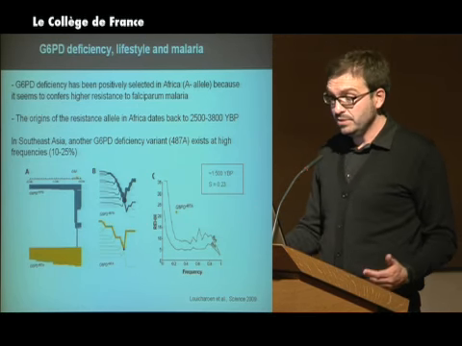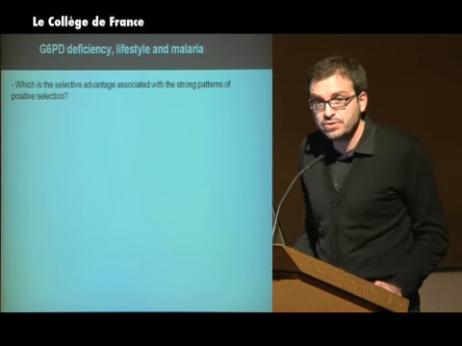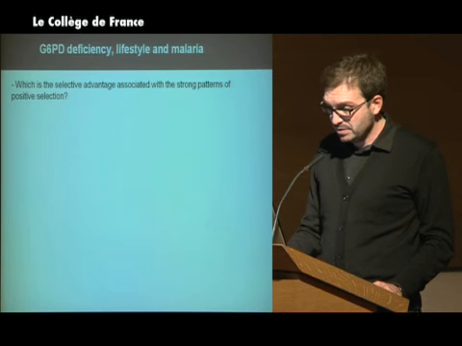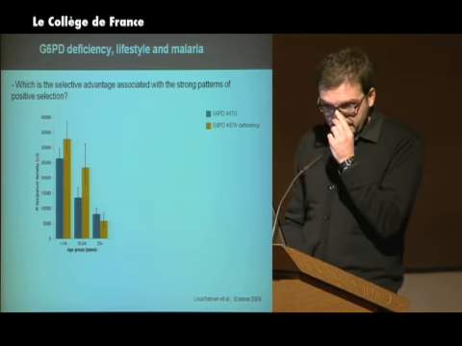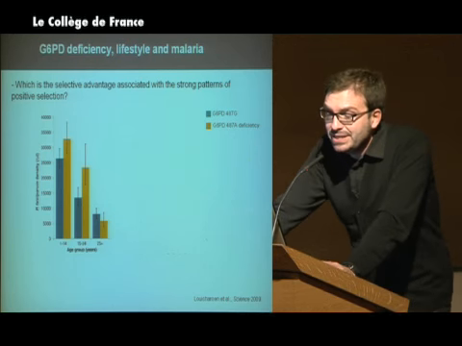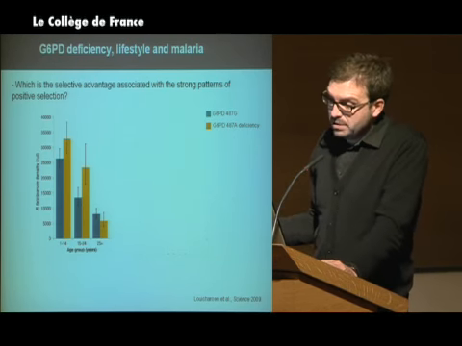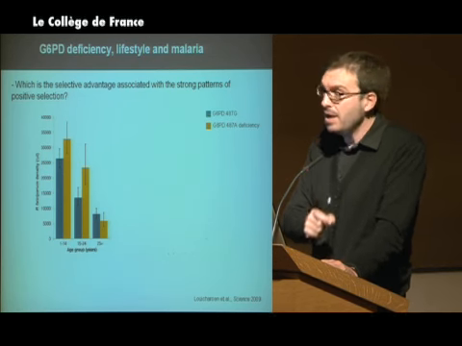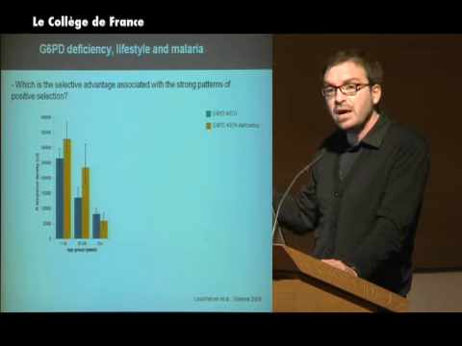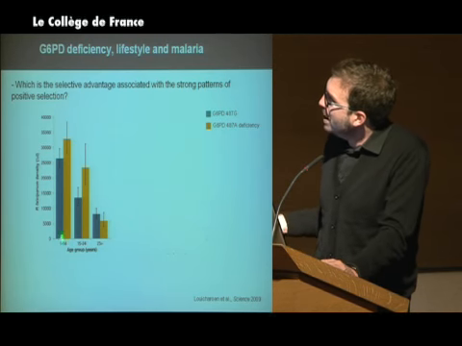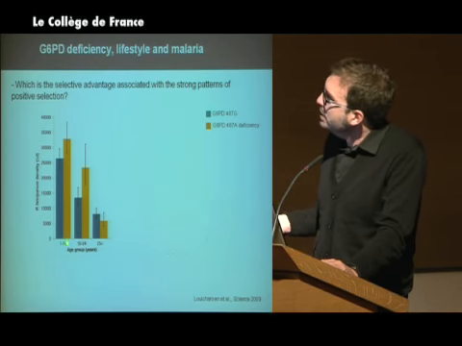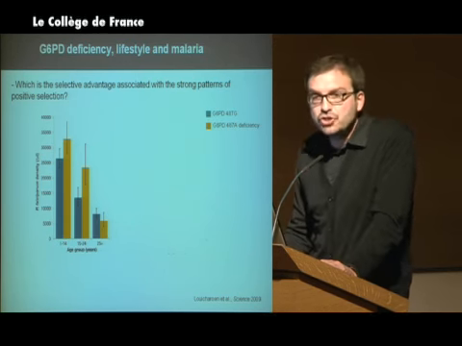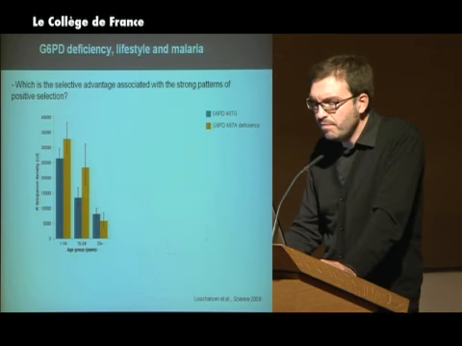The next question was, of course, which is the selective advantage associated with the strong pattern of positive selection of this mutation. So for that, our colleagues did a very long and tedious epidemiological survey, and what they show here is the parasitemia, the density of Plasmodium falciparum, which is known to be influenced in Africa by G6PD deficiency, another mutation. And here in blue you have the wild type, and in orange, individuals that are G6PD deficient. So being G6PD deficient does not change parasitemia in terms of Plasmodium falciparum.